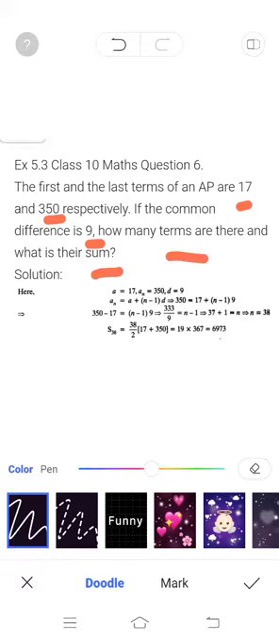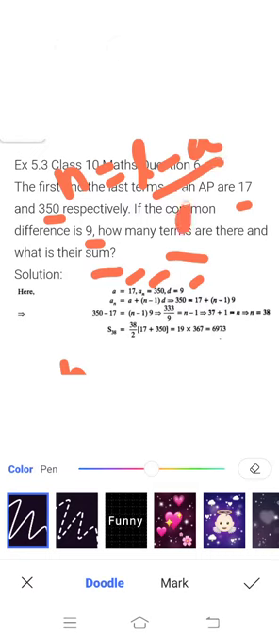So we know the value of An, and we know the values of a and d. So we have to find n. How will you find it? We can find it by using the formula n is equal to (l minus a) by d plus 1. Using that formula you can find n, and after finding n you can find Sn. So you try this formula, (l minus a) by d plus 1.